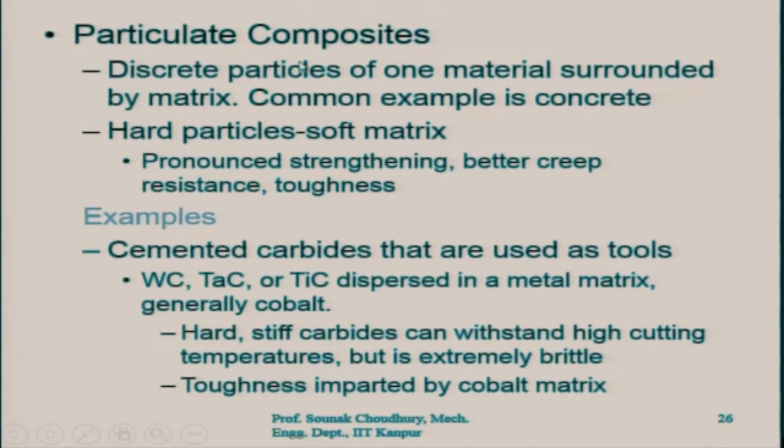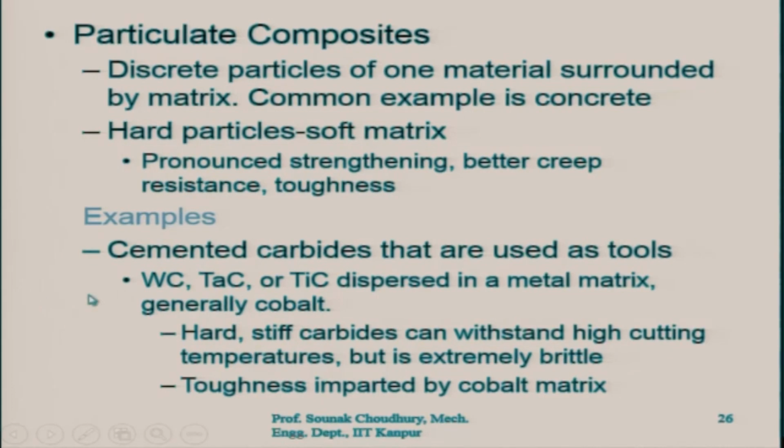Particulate composites are discrete particles of one material surrounded by a matrix. A common example is concrete. Which material? It is cement, for example, surrounded by a matrix. This can be the cement, the granules and the sand, and that will be the concrete. Hard particles, soft matrix. So, it provides strengthening, better creep resistance and toughness, all right.